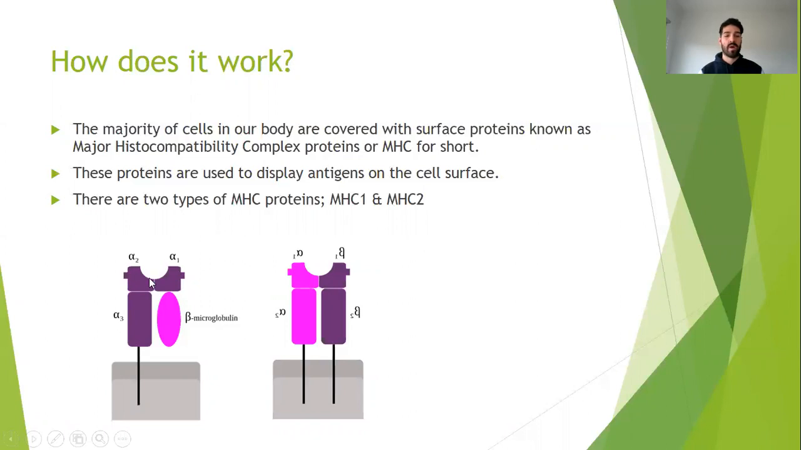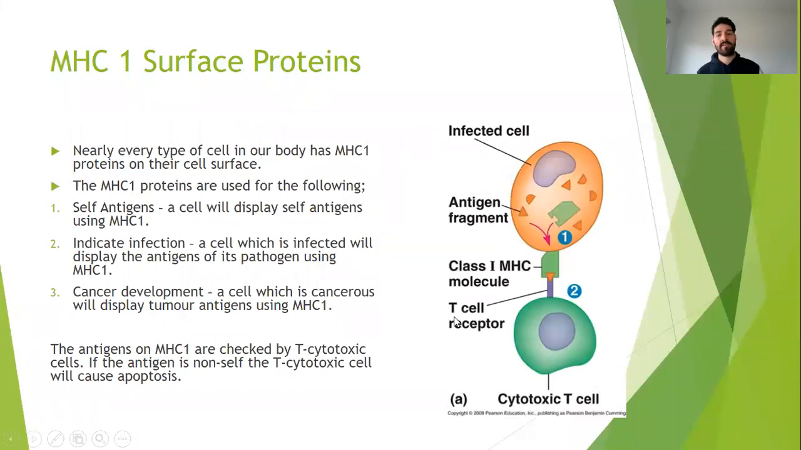So here you can see MHC1 and MHC2 markers. Our MHC1s are found in pretty much every single cell in our body, and they're used for a variety of reasons. We show our self antigens on them. So if we're displaying to the immune system that we're ourself, it will show the antigens on MHC1. If a cell is infected, it will start to show some of the pathogen on MHC1. And if a cell is cancerous, it's going to show antigens to indicate that it's cancerous, again on MHC1. So the three main reasons we use MHC1 are for self, infection, or cancer.